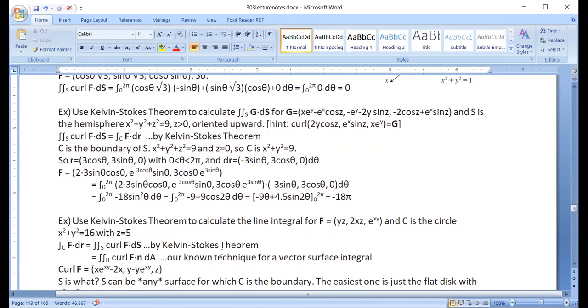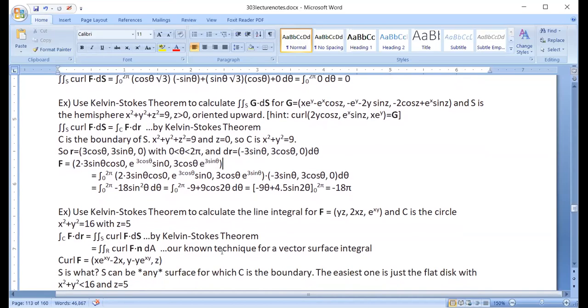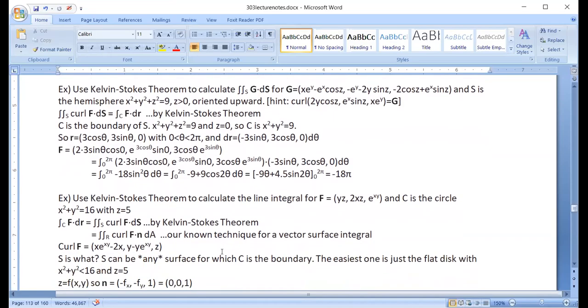Well, C is a circle that is sitting flat horizontally at the height z equals 5. So what's the easiest surface there? The easiest surface is just z equals 5, of course, with that circle being the boundary. So z equals 5 is just our surface. Or to be precise, it's the flat disk at z equals 5. So the formula for the surface is just z equals 5.